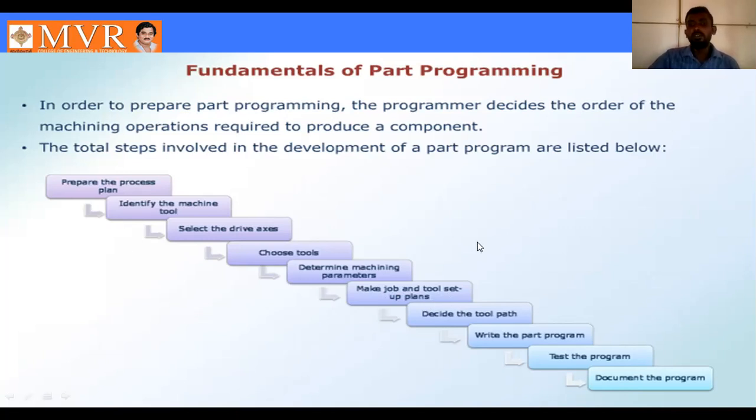What type of tools can we select? That is determined by the CNC. The CNC automatically uses the tool and, once it completes the operation, changes it. Next is to decide the tool path.